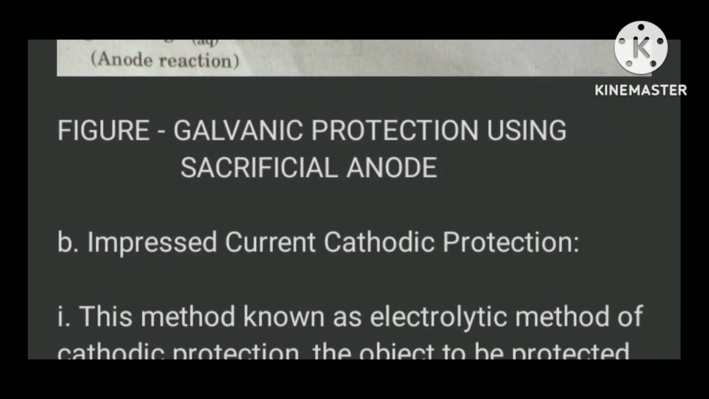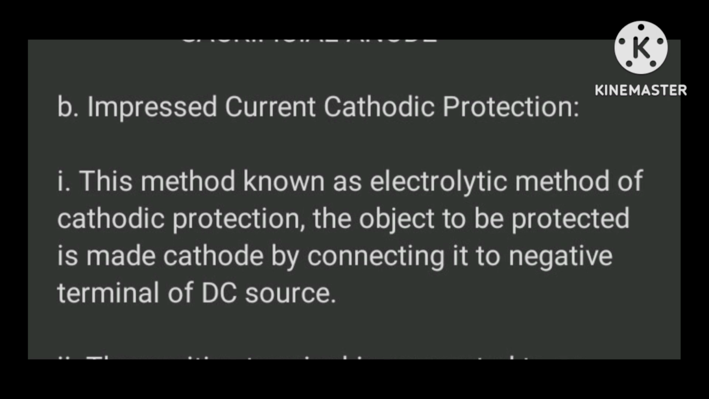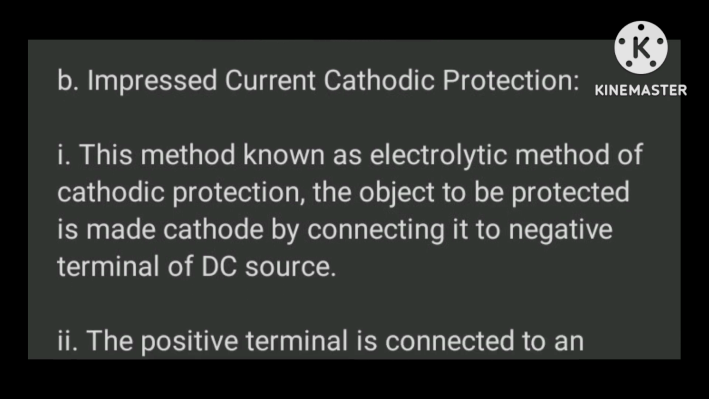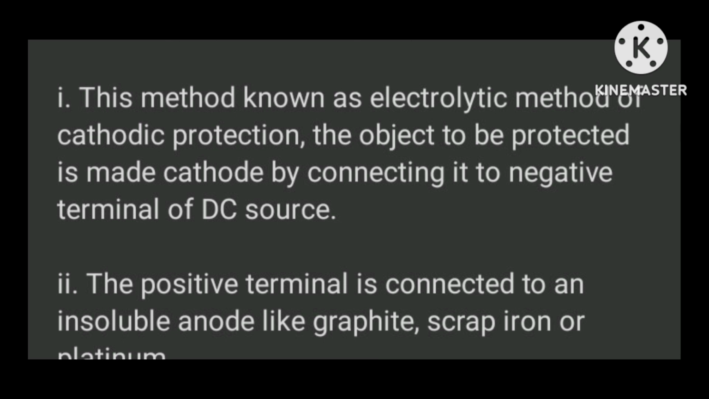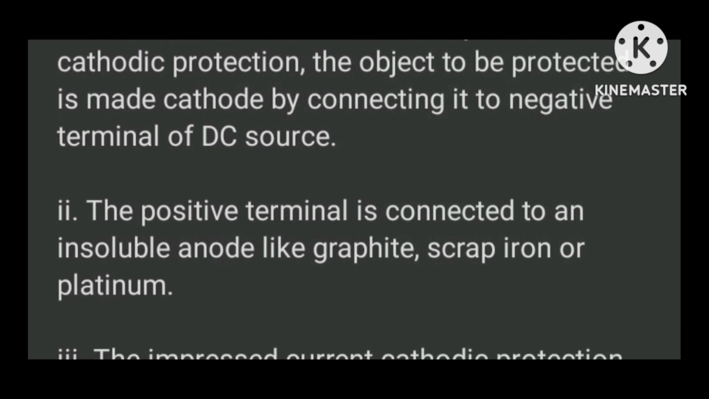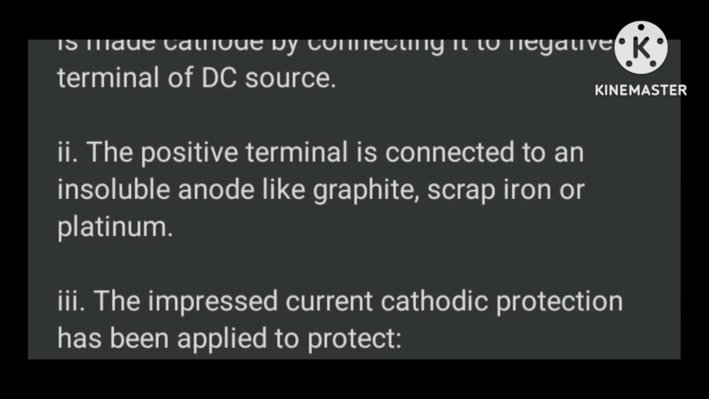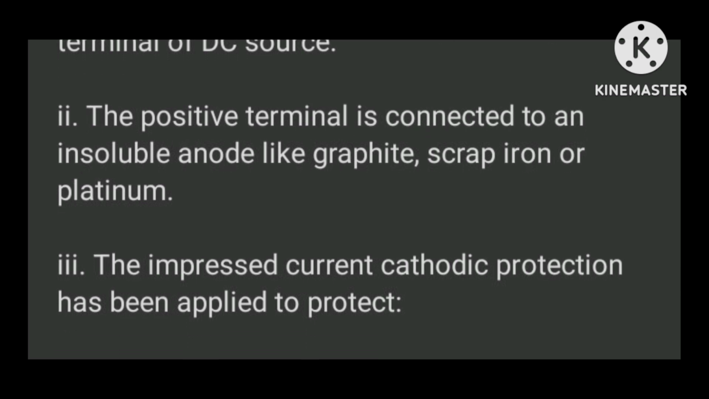B. Impressed current cathodic protection. First, in this method, known as the electrolytic method of cathodic protection, the object to be protected is made cathode by connecting it to the negative terminal of a DC source. Second, the positive terminal is connected to an insoluble anode like graphite, scrap iron or platinum.